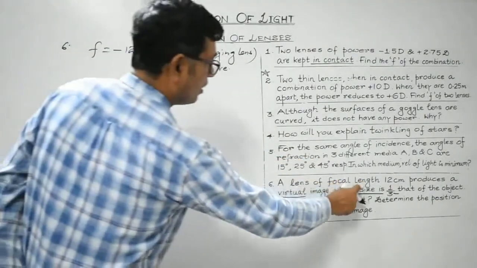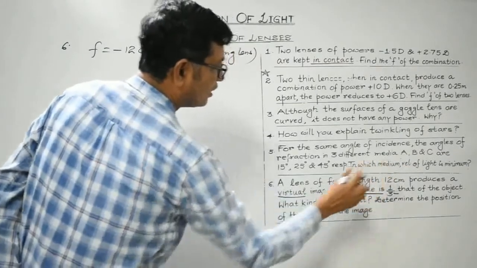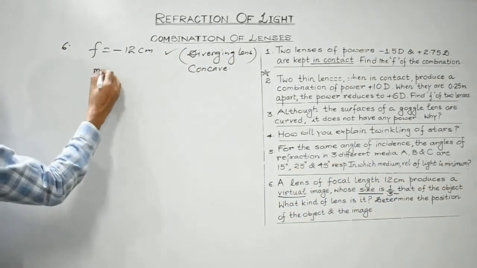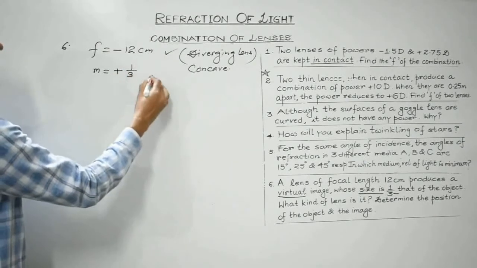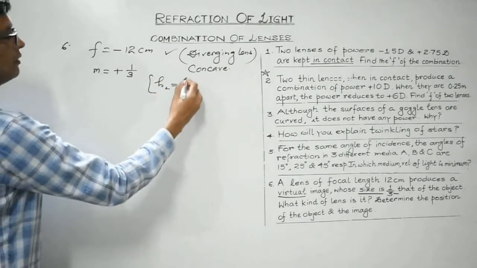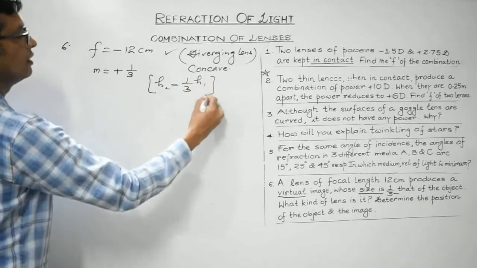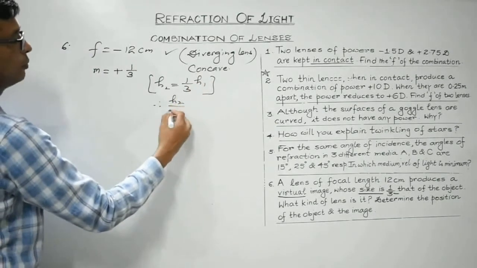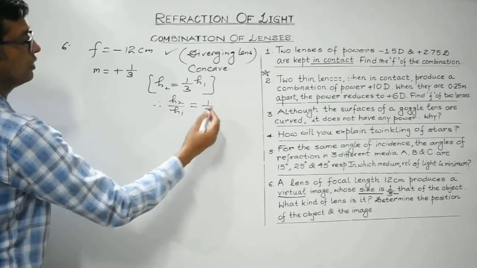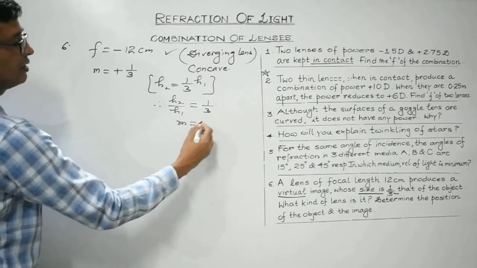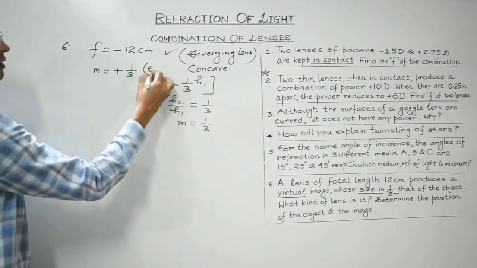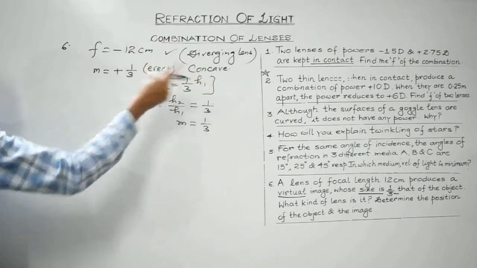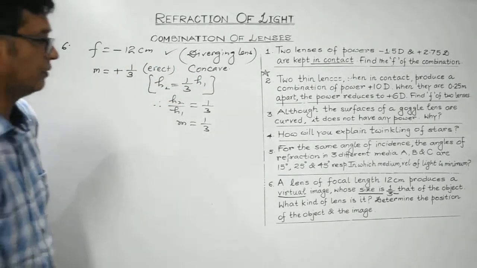So, focal length is given, size is 1 by 3. So it is virtual and erect. So linear magnification is 1 by 3, because H2 is given to be 1 by 3 of H1. Therefore, H2 by H1 is equal to 1 by 3, and H2 by H1 is the linear magnification. That is what I have written. And since it is virtual and erect, it is taken as a positive sign.